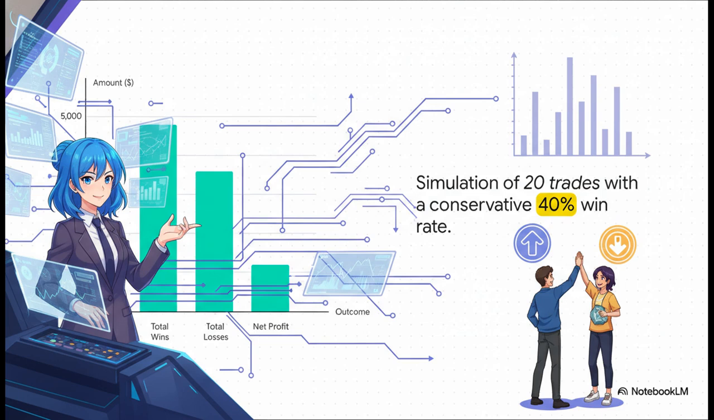And yeah, it means you're losing more often than you're winning. 12 losses to only 8 wins. But look at what happens. The 8 wins bring in $4,800, while the 12 losses only cost $3,600. The end result? A $1,200 profit. This shows how you can be profitable even without winning most of the time.